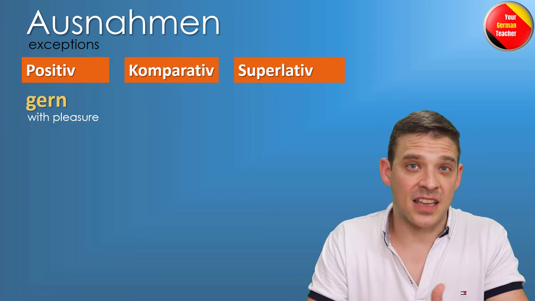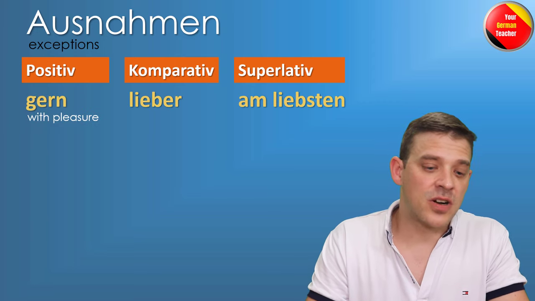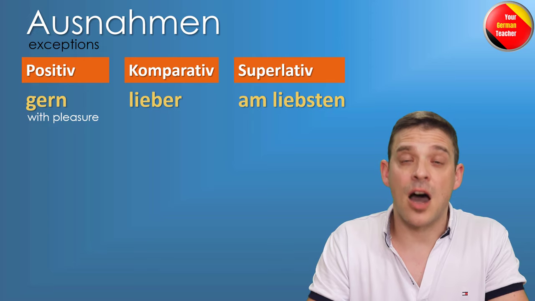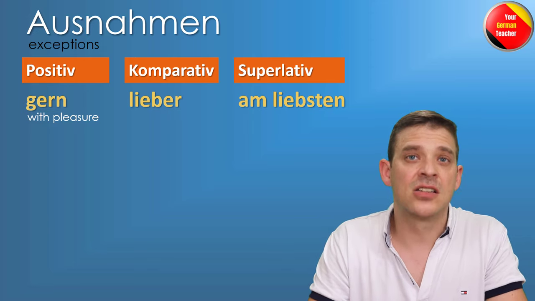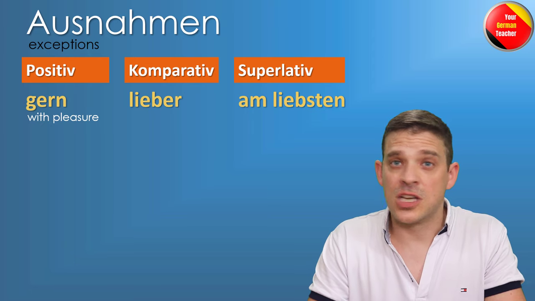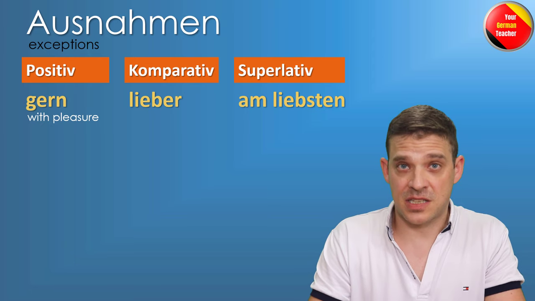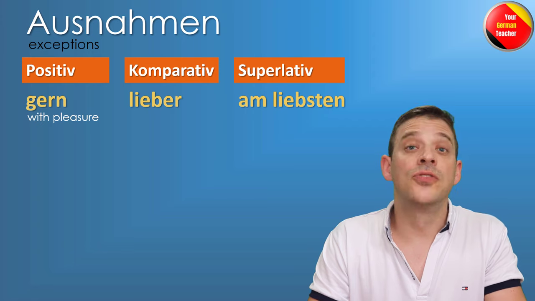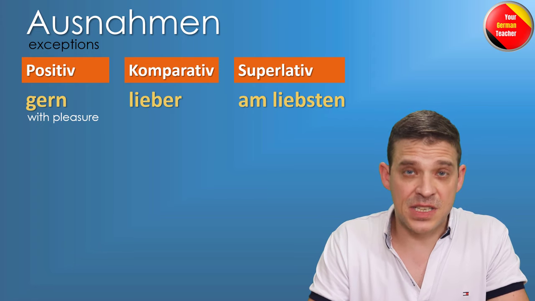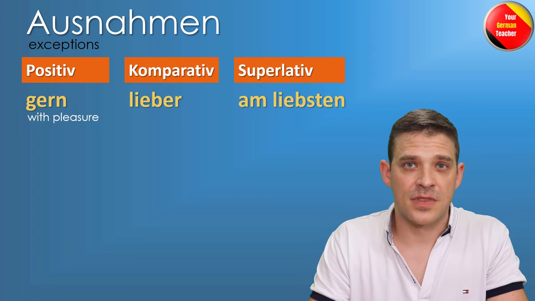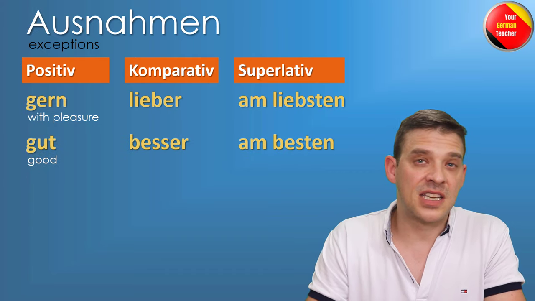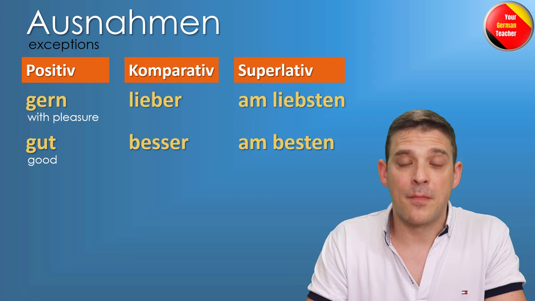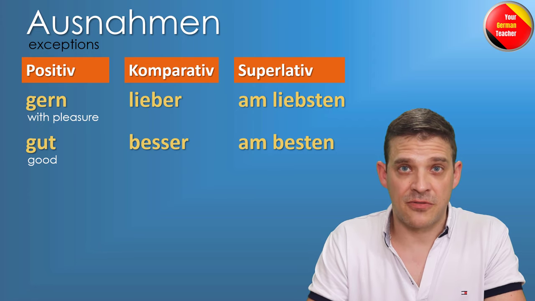We start with gern. Gern is with pleasure. Komparativ lieber, superlativ am liebsten. Zum Beispiel, ich spiele gern Tennis. Aber ich spiele lieber Basketball. Und ich spiele am liebsten Fußball. Das zweite Adjektiv ist gut. Gut is good. In Komparativ besser, am besten im Superlativ.